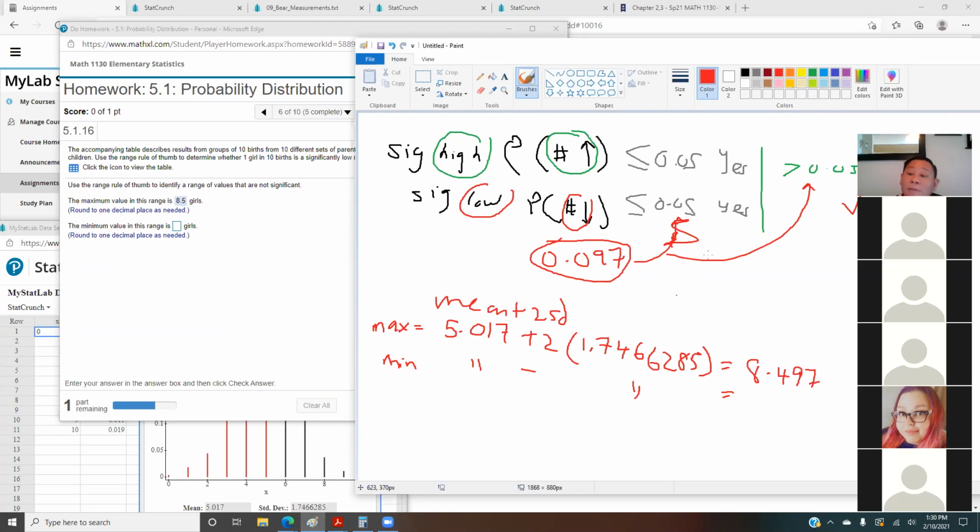What's the minimum one? Use the minus. What do you get? Anyone? 1.523. So in 1 decimal place, this is 1.5. Right.